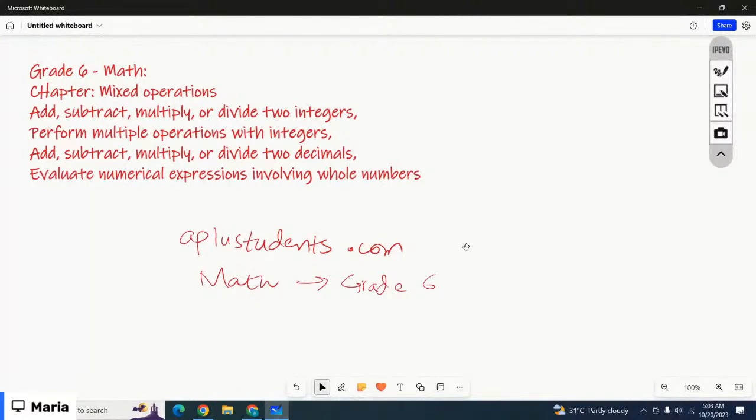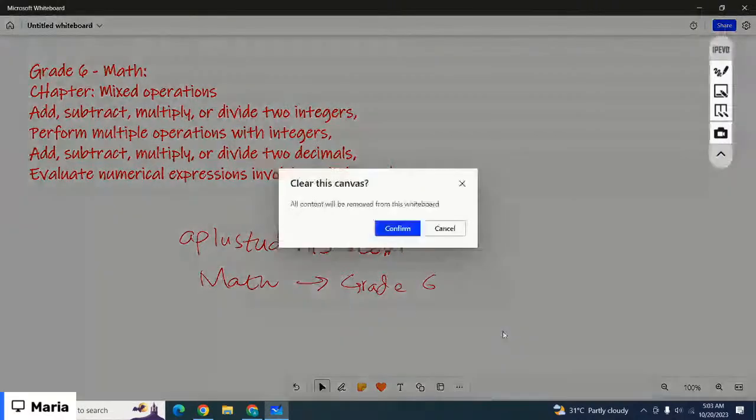So integers are the numbers that include the positive numbers, the 0 and the negative numbers, right? Integers are ... -1, -2. So these are the integers that include positive numbers, negative numbers and 0, right? So let's just see how do we add, subtract, multiply and divide integers.